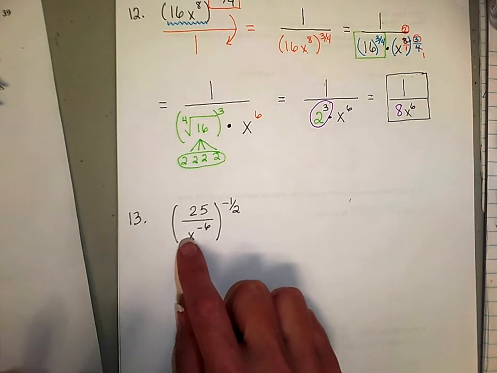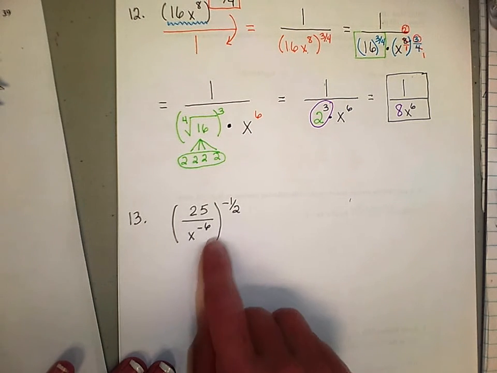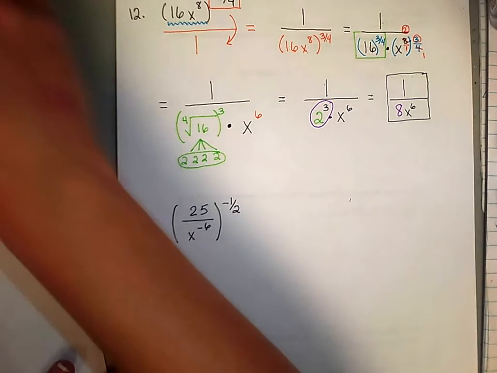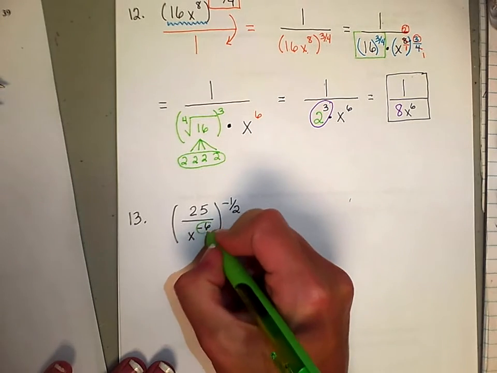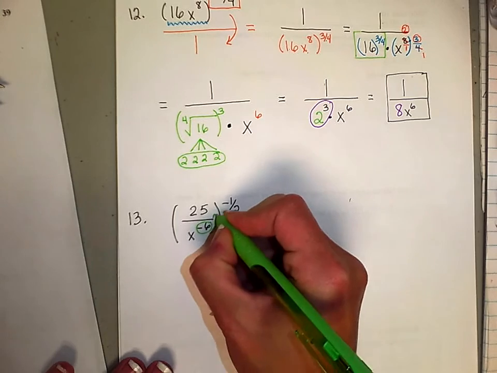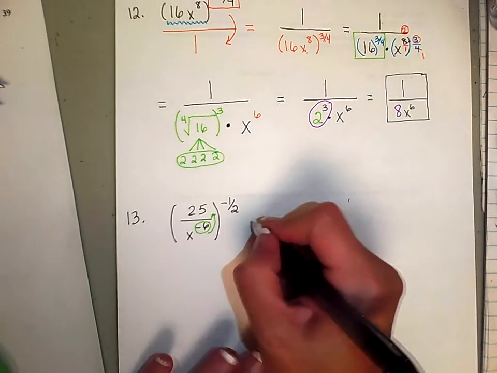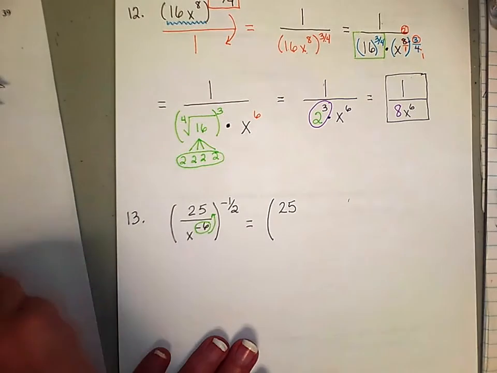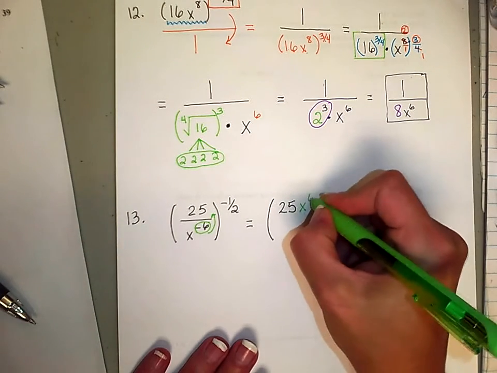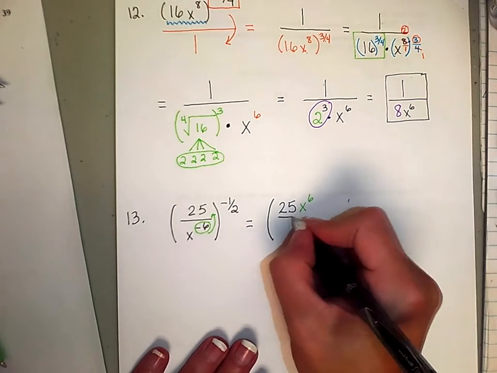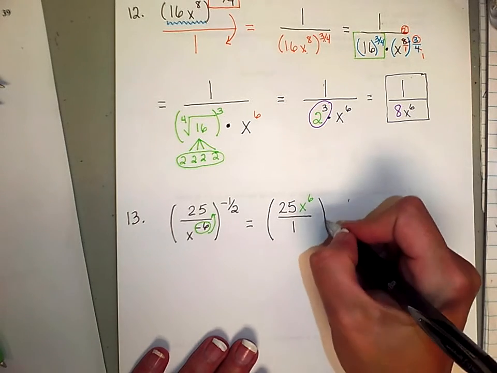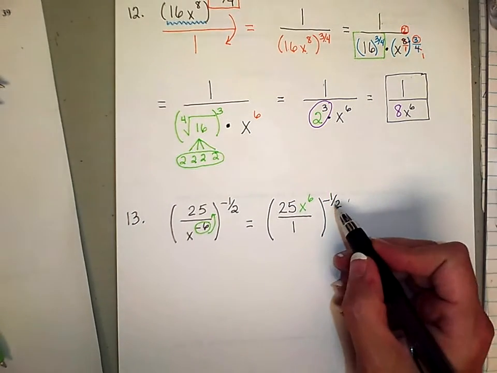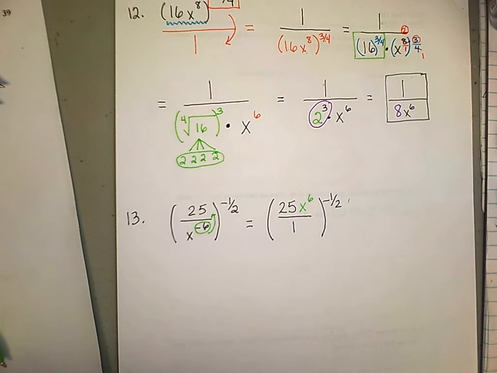I want to simplify first if at all possible. And inside of here, I have a negative exponent to get rid of. I can get rid of this negative exponent by moving it up top. So this becomes 25x to the positive 6th. And notice that does not change this negative exponent out top.